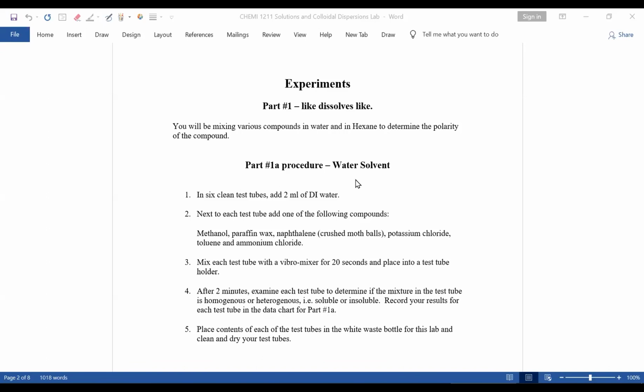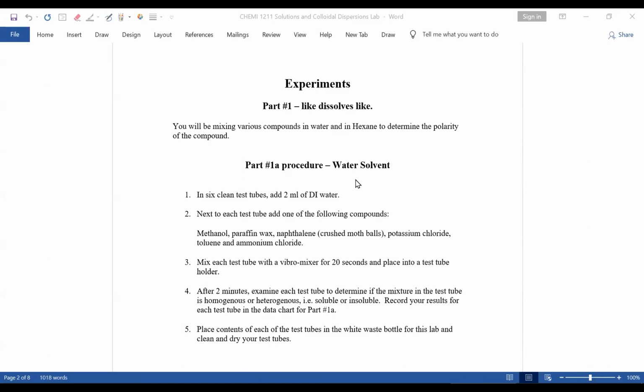Now you mix the two together on a thing called a vibromixer. And a vibromixer is this little vibrating plate of rubber that mixes a test tube really good. And then after you do it for about 20 seconds, by the way, vibromixers are fun to play with. But anyways, you place the test tubes in the test tube holder. And then after 2 minutes, you'll pick up the test tube and examine, is it homogeneous, the same throughout, or heterogeneous. Another way of saying that is if it's homogeneous, the two are soluble. If it's heterogeneous, not the same throughout, the thing you mix in water is insoluble. Remember, like dissolves like. And record your results for each test tube.